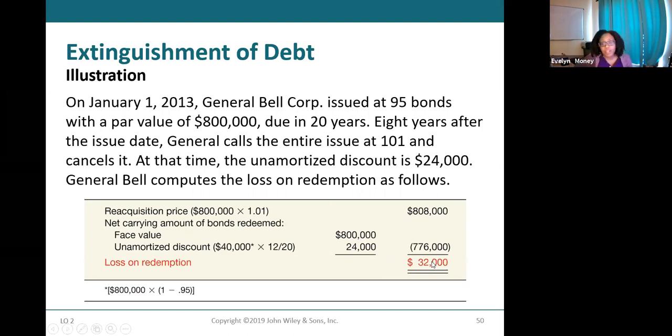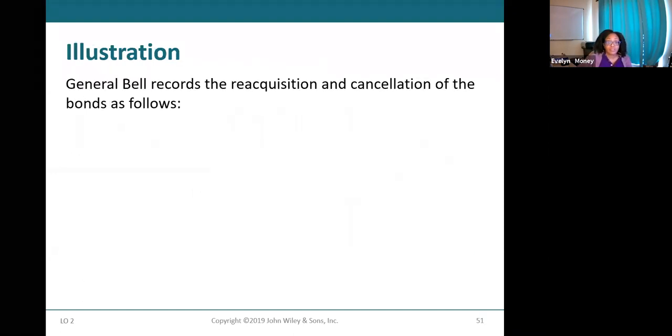So let's make sense out of this. If we're saying this debt is worth $776,000, but we have to pay $808,000 to get rid of it, then we're saying we have to pay more than what it's worth, which represents a loss. If we had to pay less than what it was worth, it would be a gain. But in this situation, it is a loss.